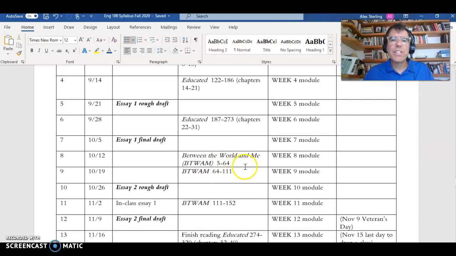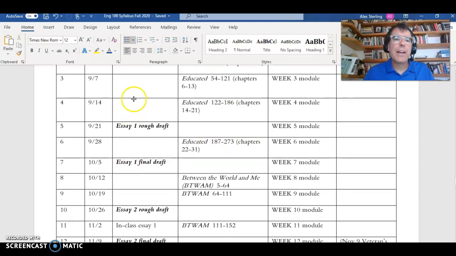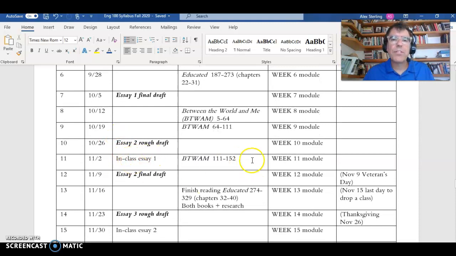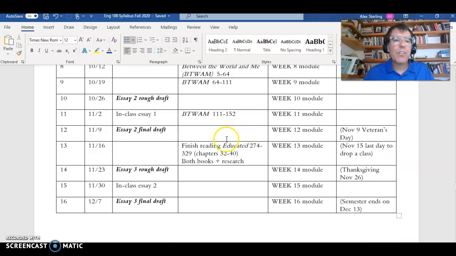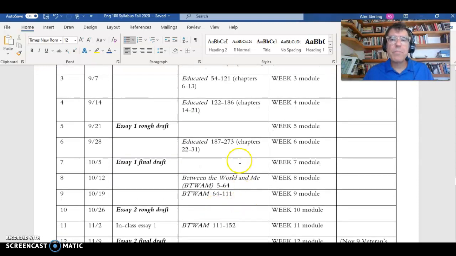After that, we start on our second book, Between the World and Me. We read for a couple weeks. It's a shorter book. We write the rough draft. You get help revising your essay. Then final draft. You can see how it goes. So this column is all the reading, and this column is the essays. And you can also see I put in the in-class essays. And that is our schedule for the whole semester, which ends in December. Okay, you can find this in Canvas and you can study it. This is the big picture.